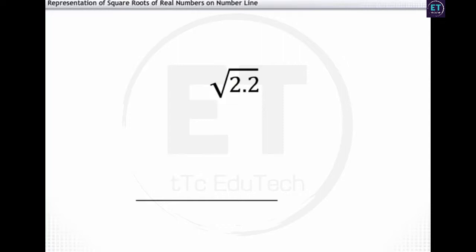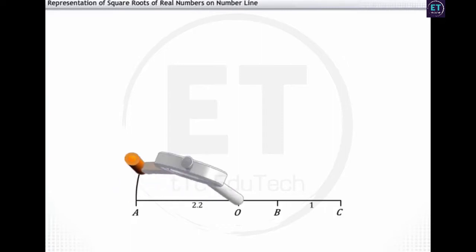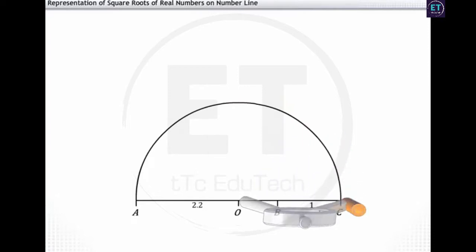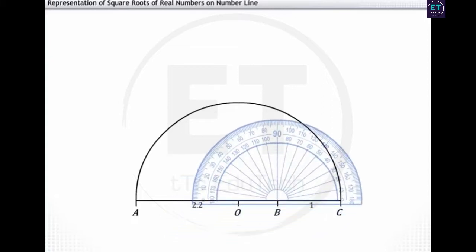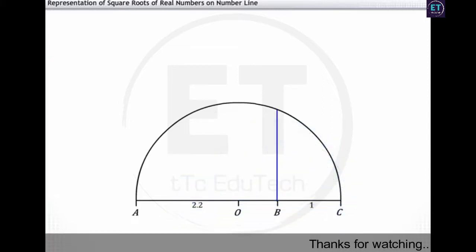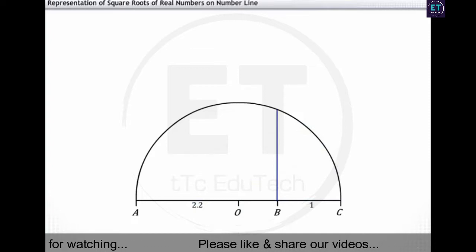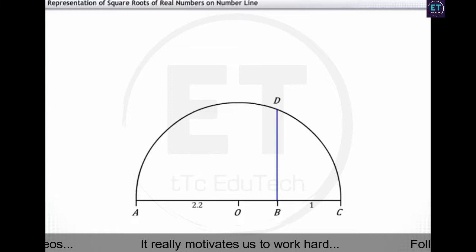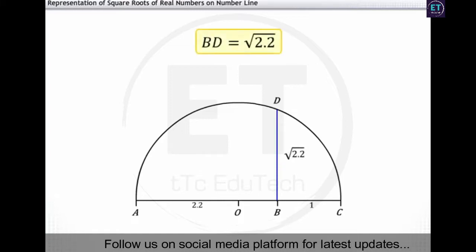First, we'll mark the distance 2.2 on a line. Let's represent this distance as AB. Next, we mark a distance of 1 unit from B and represent the point as C. Let's represent the midpoint of AC as O. Now, we draw a semicircle with the center O and the radius equal to the measure of OA or OC with the help of a compass. We draw a line through B perpendicular to AC with the help of a protractor. Let the intersecting point of the semicircle and the perpendicular line be denoted by D. The distance BD is the square root of 2.2.